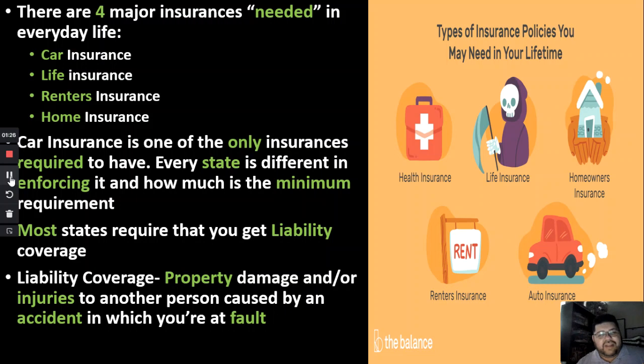All right. Now, there are four major insurances that you do need. Now, here's the thing, two of them kind of depend on where you live. So the four are car insurance, life insurance, renter's insurance, and home insurance. Now, car insurance is the only insurance that is required of you to have in every state.